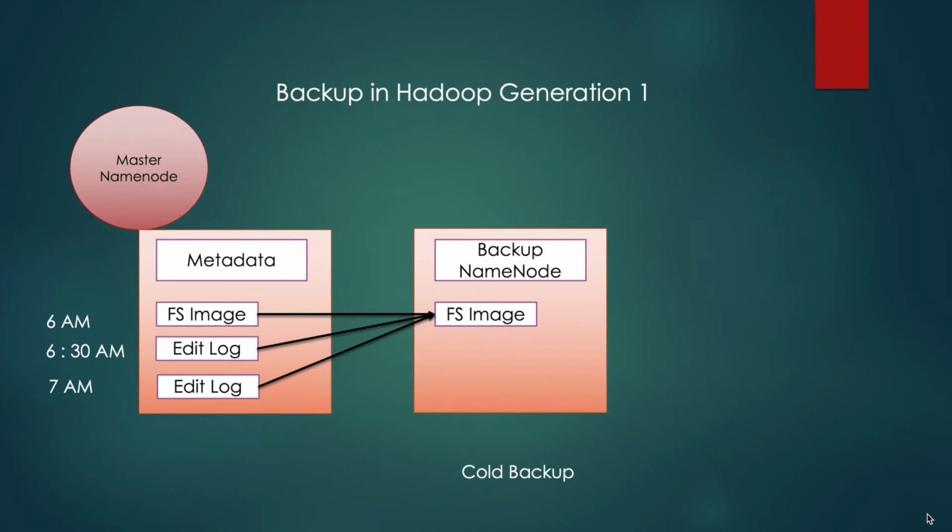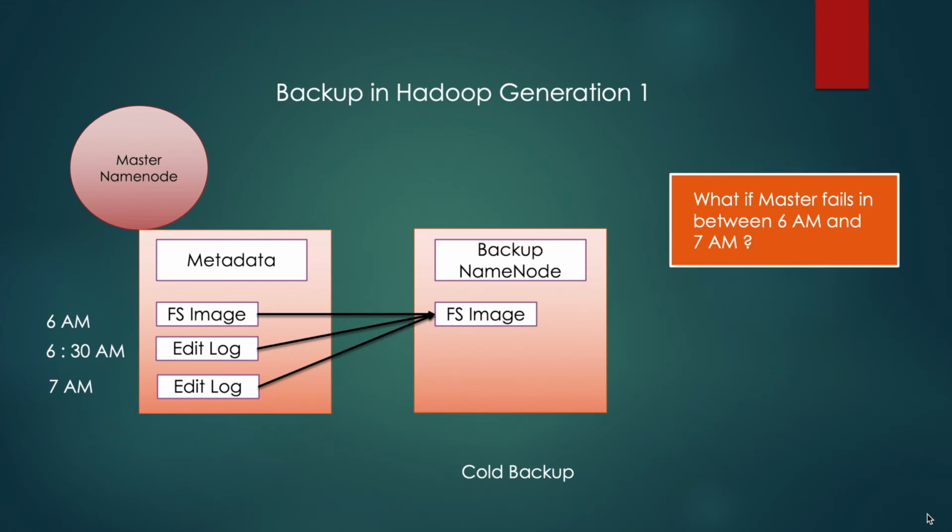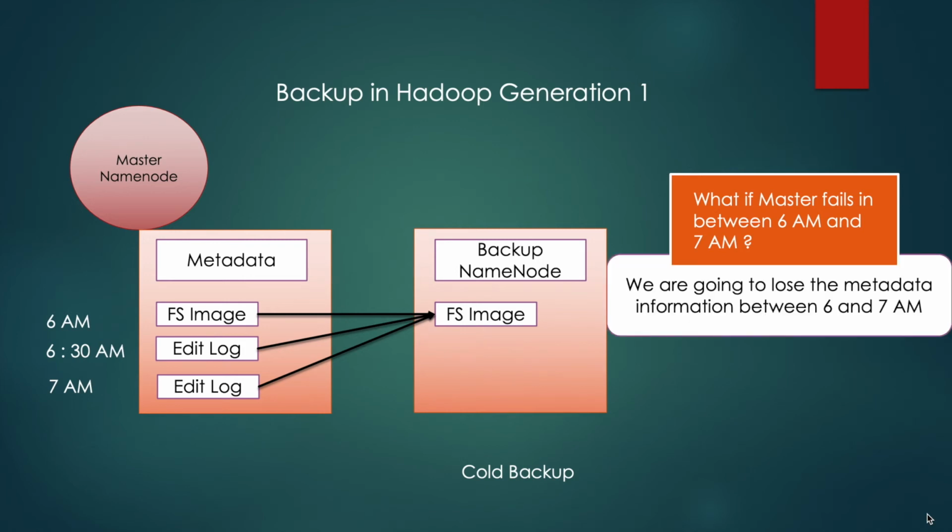And what if the name node fails in between 6 a.m. and 7 a.m. and the edit logs are not yet captured in the backup name node? It is very simple. We are going to lose all the metadata information that has been refreshed in between 6 and 7 a.m. In order to solve this problem, Hadoop Generation 2 has introduced something called a shared location.